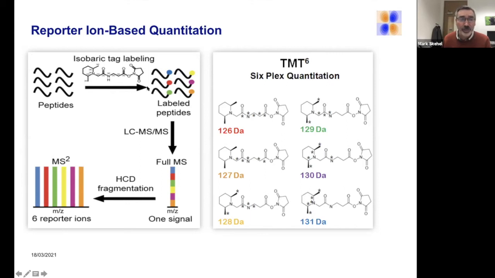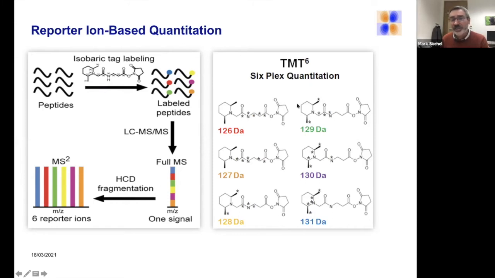So you label your peptides, you mix them. Now, because they're isobaric, when they come off the chromatographic gradient, they elute into the mass spectrometer at the same time. So when you fragment these, you get the reporter ions from all your different samples down in one region, and you can quantify on the intensity of the fragment ions.